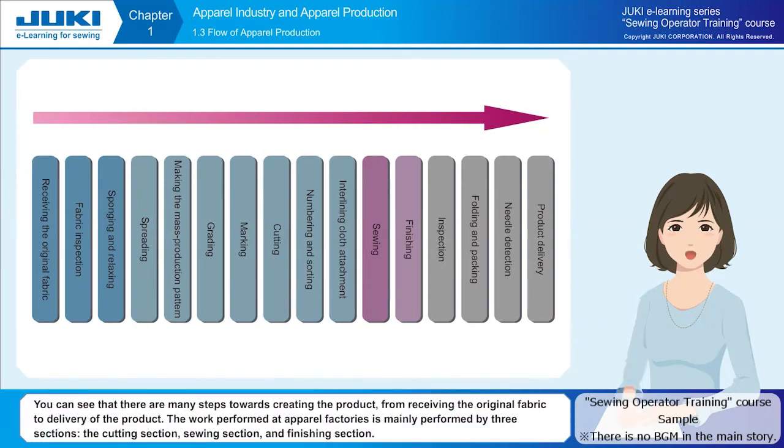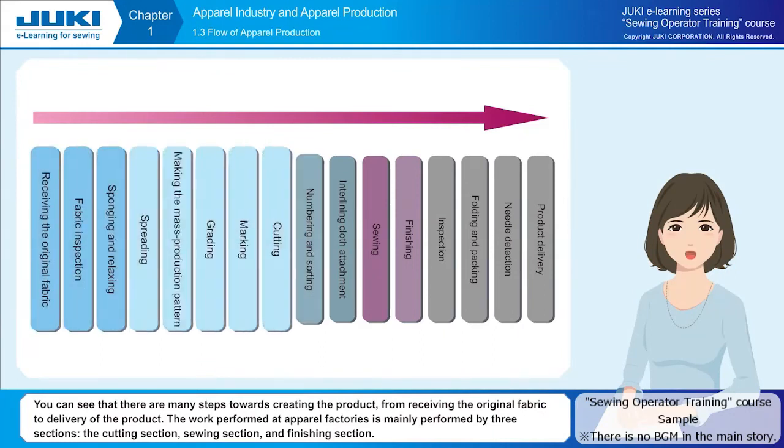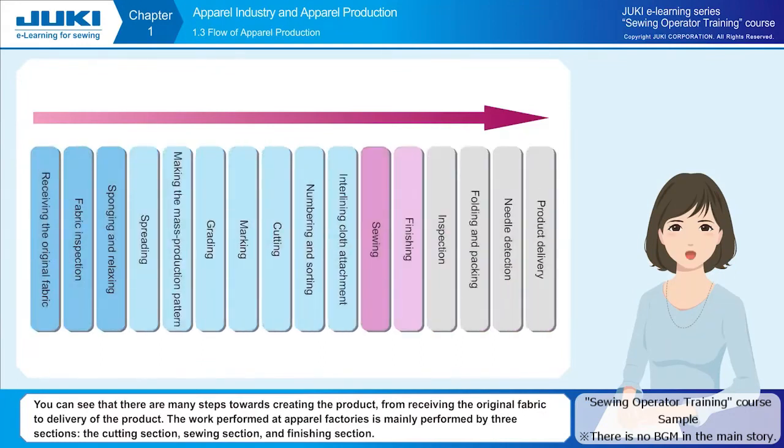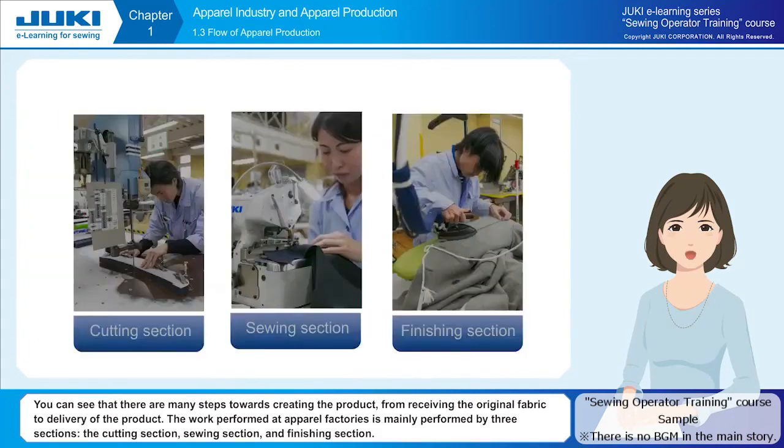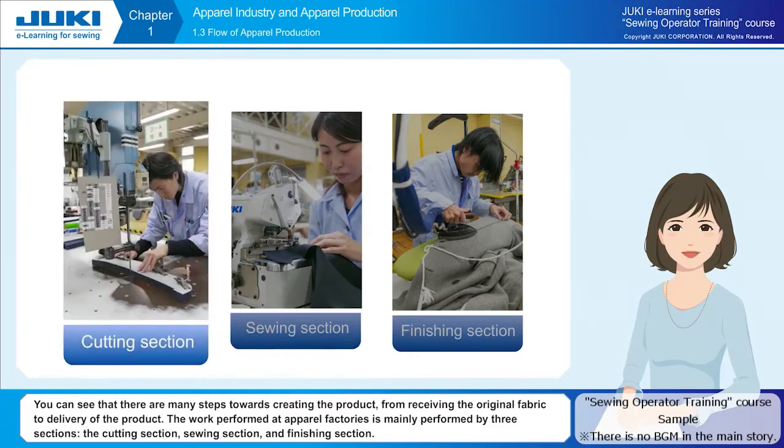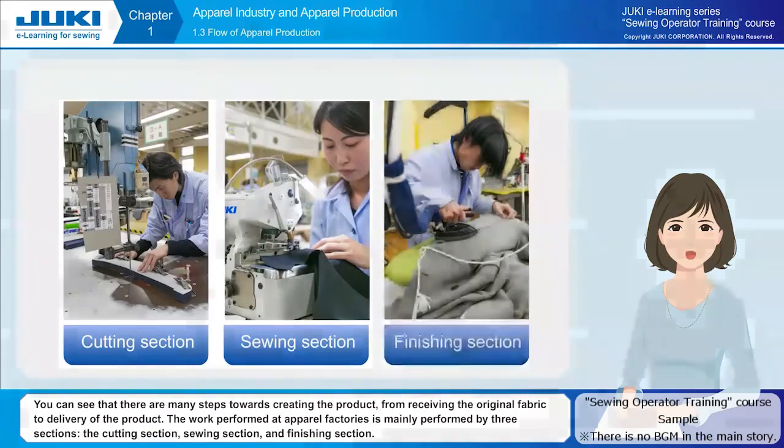You can see that there are many steps toward creating the product, from receiving the original fabric to delivery of the product. The work performed at apparel factories is mainly performed by 3 sections: the cutting section, sewing section, and finishing section.